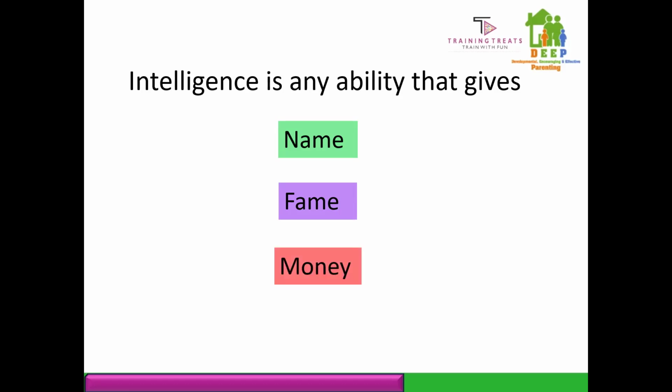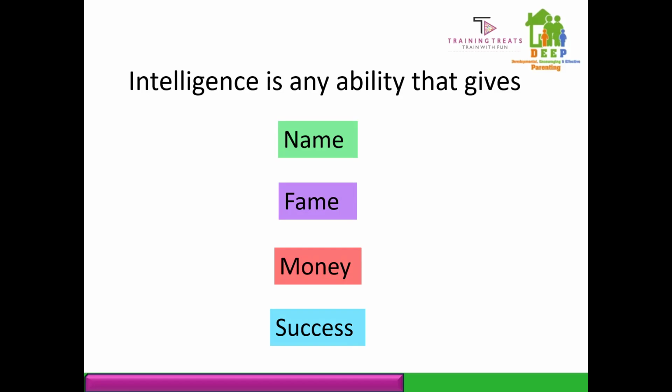Even if the person is not popular, there are so many people we don't know. There are IPS, IAS officers who work behind the curtain. They have the name, they have the money, there's no fame. They don't project themselves like that. And the ability that gives them success. Intelligence is any ability that gives people name, fame, money, and success.